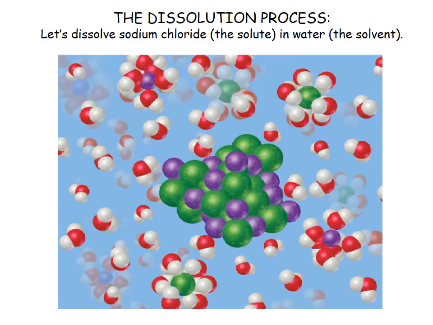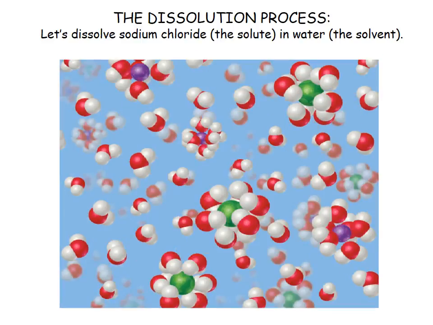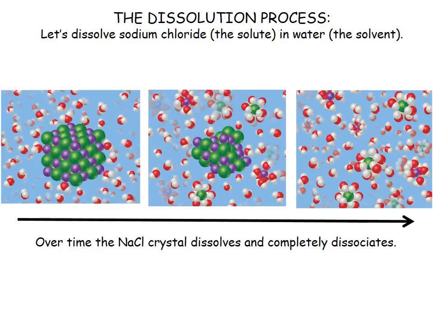The oxygen atom is facing sodium, and that's because the oxygen atom, remember, is partially negative, and that interacts favorably with the positive charge on the sodium cation, as opposed to the chloride anion in the upper right-hand corner, the green sphere, where you can see that the water molecules have their partially positive hydrogen atoms facing toward the chloride. So over time what happens is the water molecules will come and pull off one ion at a time from this lattice until all of them have been separated. And so if we look over time, that crystal will dissolve and will completely dissociate.